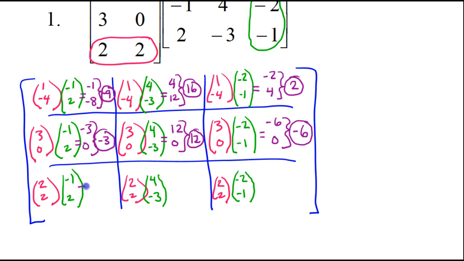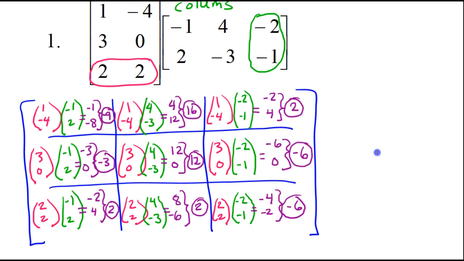Okay, multiplying these, I get negative 2 and 4. Put them together, I get 2. Multiply these, I get 8 and negative 6. Put them together, and I've got positive 2. Multiply these, I've got negative 4 and negative 2. Put them together, and I've got negative 6.